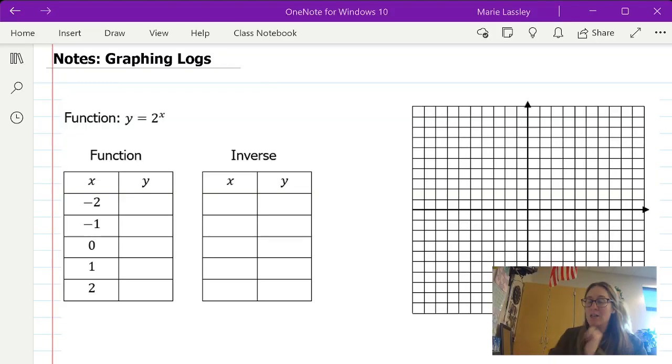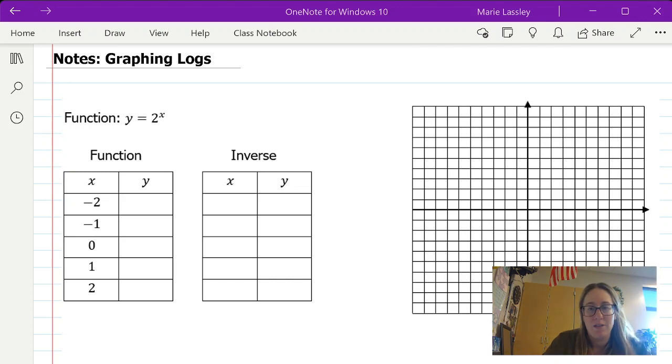Okay, so we're going to start by looking at our exponential function y equals 2 to the x. And we're just going to fill out our function table. We've already done this before, so we should be pretty quick with it. Plugging in -2 to the function y equals 2 to the x, we get 1/4. This gives us 1/2. This gives us 1, 2, and 4.